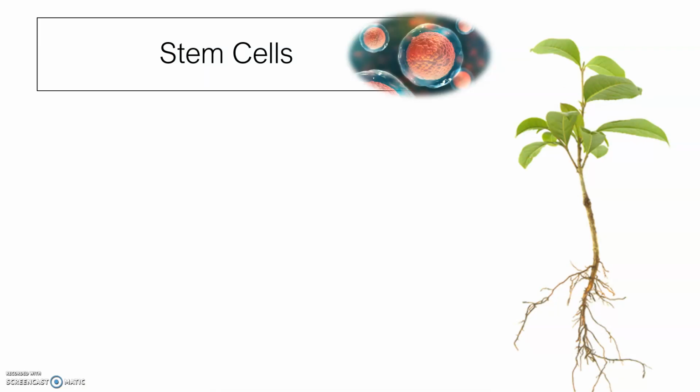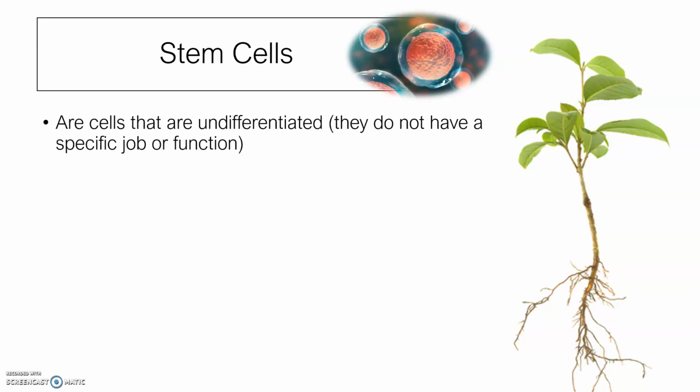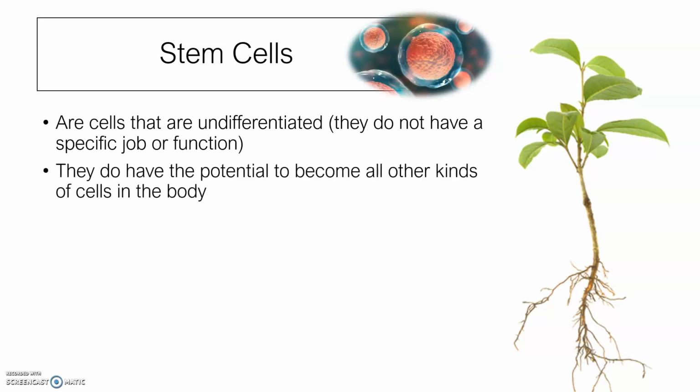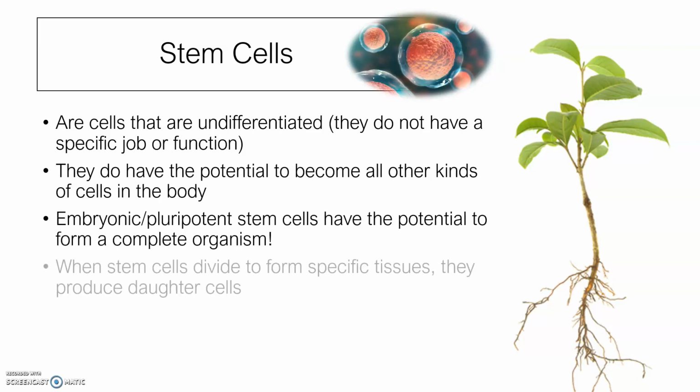Okay, so stem cells. What are stem cells? Well, stem cells are undifferentiated cells. They do not have a specific job. Instead, they have the potential to become all other kinds of cells, any type of cell in the body. And when these cells divide to form specific tissues, they produce 2 daughter stem cells. I'm not sure, is it 2? I think it is 2. I hope it is 2.